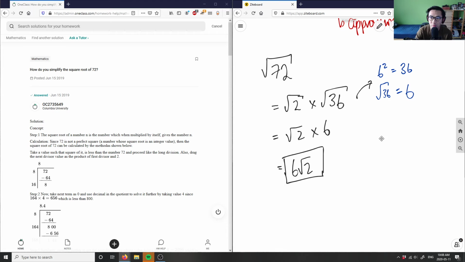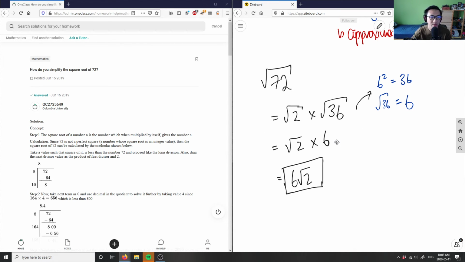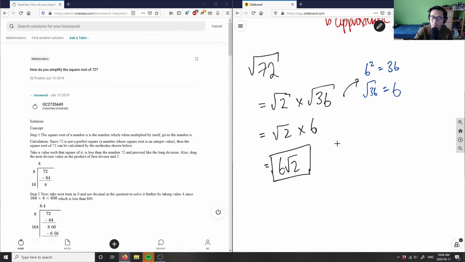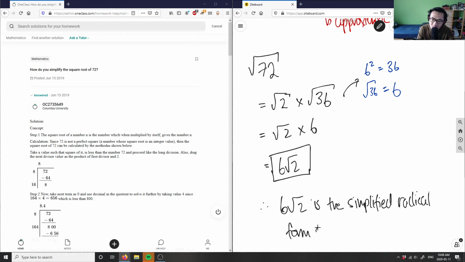So this here is number 1, and this here would be our simplified radical form. So it depends on how this question is being asked. It's asking us how do you simplify, or how do you refine the decimal here. So this would be the simplified radical form. So let me write my answer here. I can say therefore root 72, or 6 root 2, sorry, 6 root 2 is the simplified radical form of root 72. And that here will be our answer.